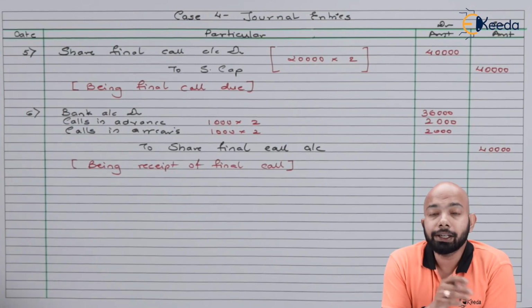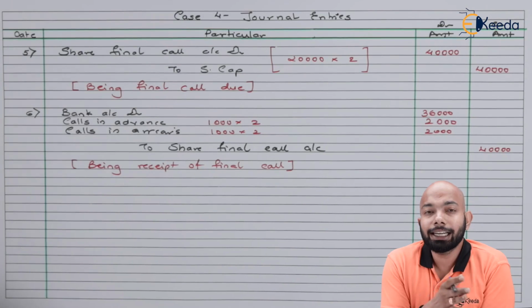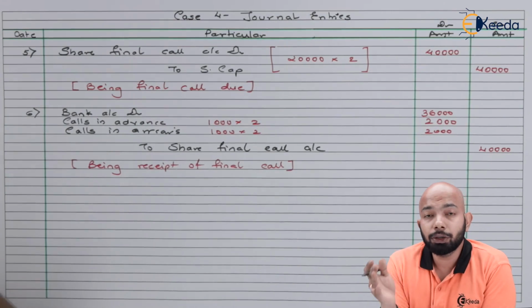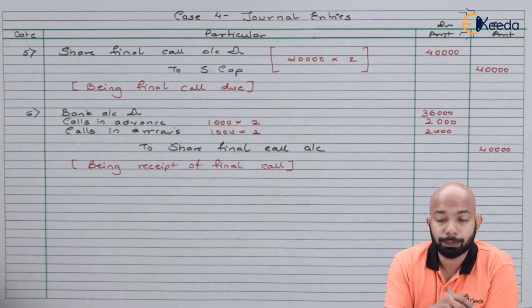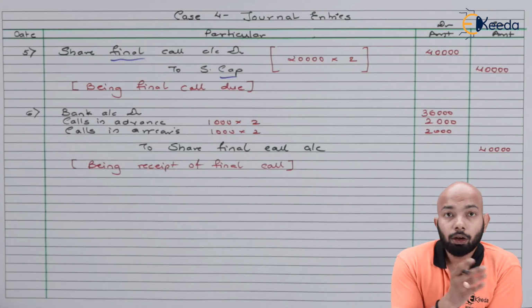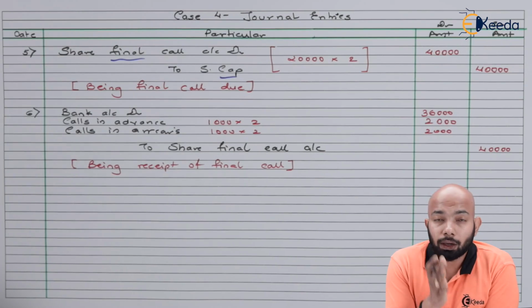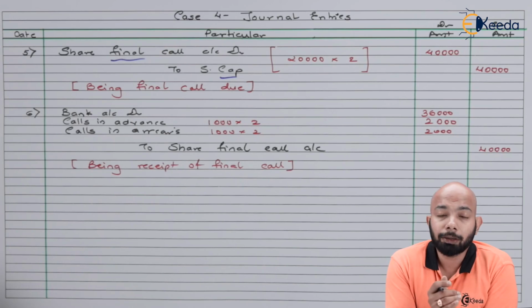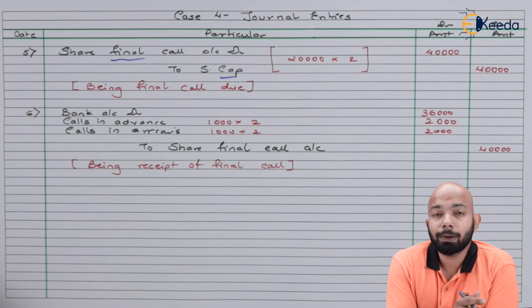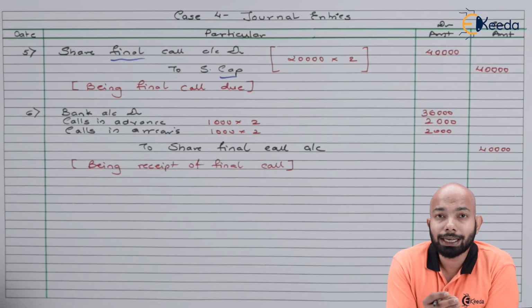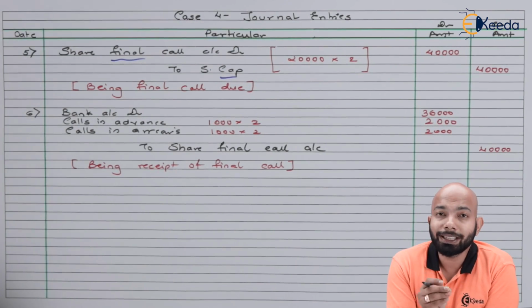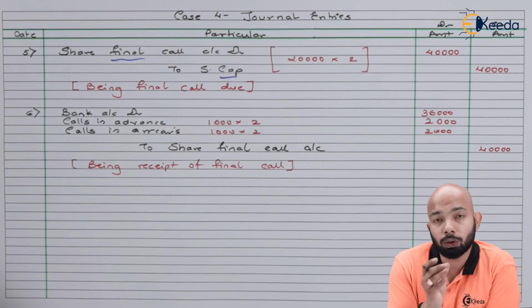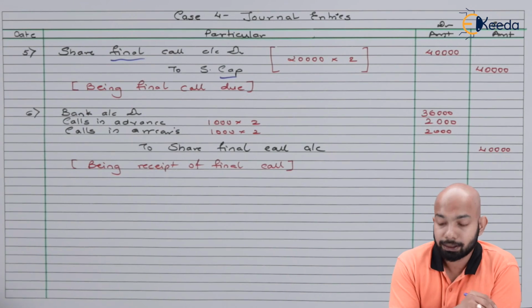Now, the next set of entry refers to final call due. Hence, the entry that we have passed here is share final call account debit to share capital. 20,000 multiplied by 2 is the amount that we are expecting, that is 40,000 rupees. When it comes to receipt of this final call, there are calls in advance, that is 1,000 shares multiplied by 2, and calls in arrears 1,000 multiplied by 2 because 2 people didn't pay for that same thing. So in total 4,000 we are not supposed to receive. Hence, the bank account will be debited with 36,000, as received out of 40,000. So that entry has been passed.